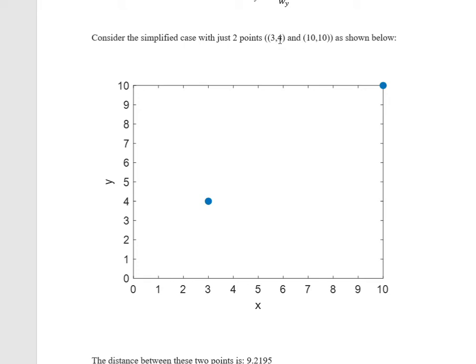And now you have two values for y, 4 and 10. So 4 is the minimum value between 4 and 10. So 4 minus 4 would be 0, and 10 minus 4 would be 6. Now the new points after shifting would be 0 and 0, and the point 10 and 10 will be shifted to the new point 7 and 6.